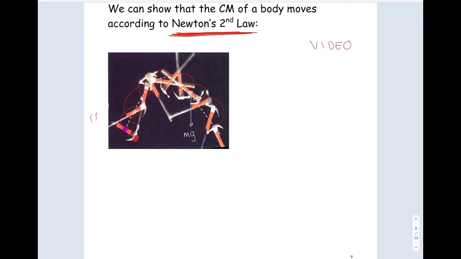So we want to show that the center of mass of the moving body acts as if the net force is applied at that point. So I'll show you that video.